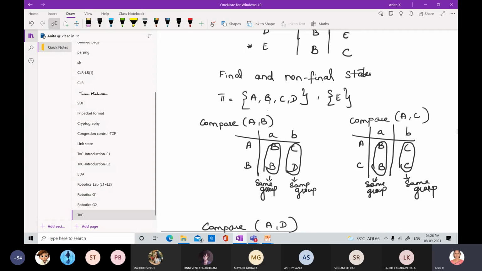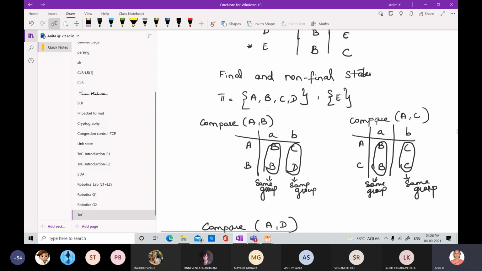Here, A is compared with B, A is compared with C, A is compared with D. How are we going to compare? For each and every input symbol, we are going to check whether it is in the same group or not. Please make a note: I'm not going to check whether this belongs to this group, I'm going to check whether these two elements are present in the same group. That's it. Okay, so here you can see B, D same group, C, D same group.